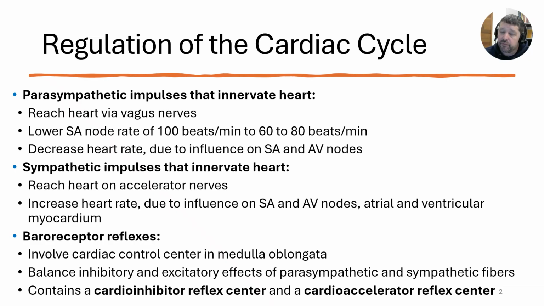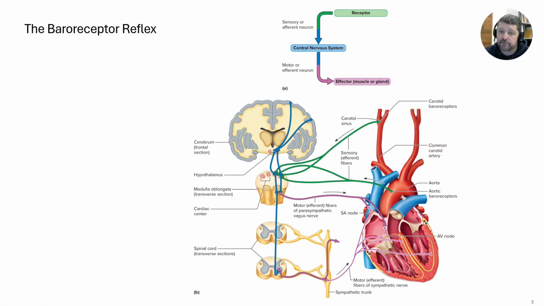This is controlled by the medulla oblongata. So you have a cardiac control center in the medulla oblongata, and it's really related to both the cardio inhibitor reflex center and the cardio accelerator reflex center. So both, it can speed up the heart or relax the heart, or basically slow the heart down. And that's based on the pressure that is being sent back from these baroreceptors that are occurring in different places in the heart. So let's look at kind of how this goes.